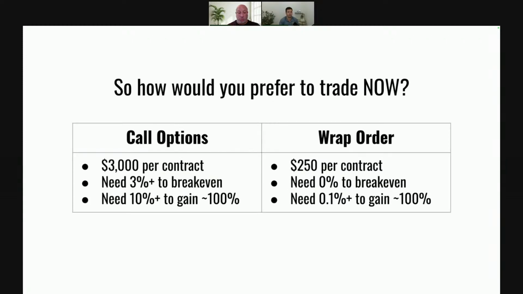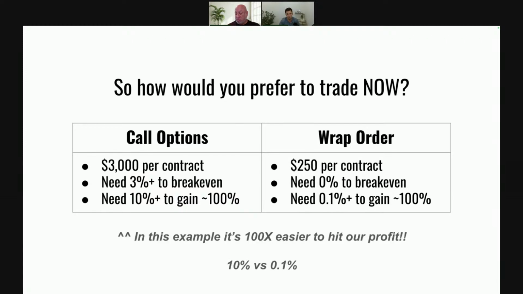So how would you prefer to trade a stock like that? Call options, $3,000 a contract. You need a 3% move to break even, and you would need 10% or more to gain a meaningful return. However, with the wrap order, $250 a contract, you don't need a move to break even. It could be 0% and you break even, and you need 0.1% or more to double your money. In my opinion, it's a no-brainer. And in this example, it's literally 100 times easier to hit your profit, right? Instead of needing a 10% gain, you need 1/10 of 1%.